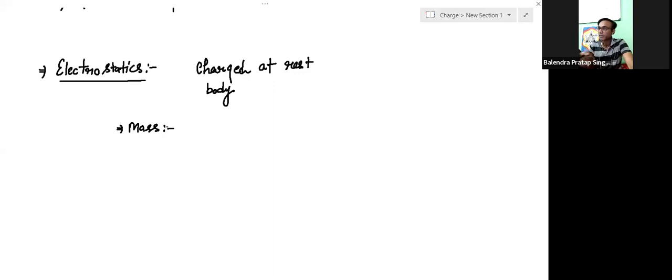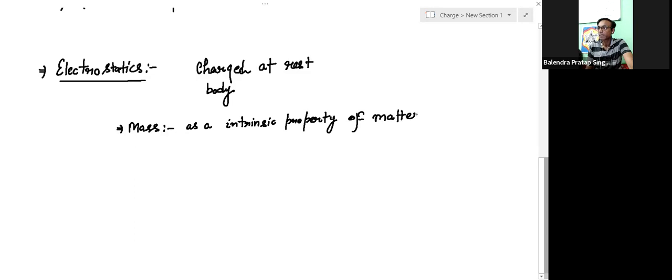So we define mass as an intrinsic property of matter. Mass is an intrinsic property of matter. But mass is not the only intrinsic property of matter. So when people found, because two massive bodies have only attractive properties.